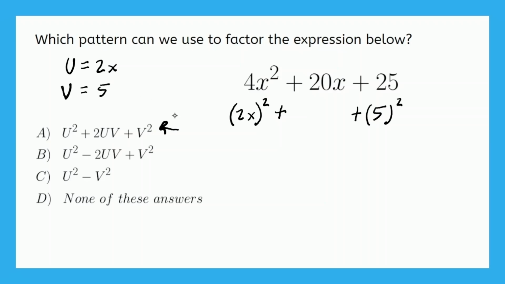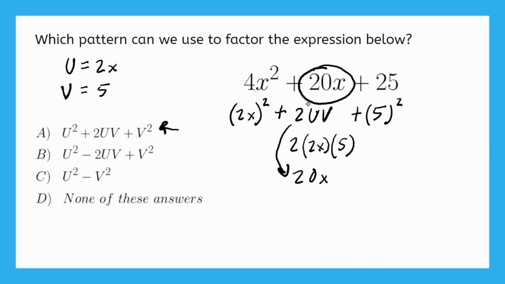which is 5. Now, the next question is, if we do 2 times U times V, are we going to get 20x? If we get 20x after we do 2 times U times V, then we know that A will be the answer. So let's do that here. So we already know what is U and V, so we're going to say 2 times U is 2x. So 2 times 2x times V is 5. So 2 times 2 is 4, times 5 is 20. So we have 20x.